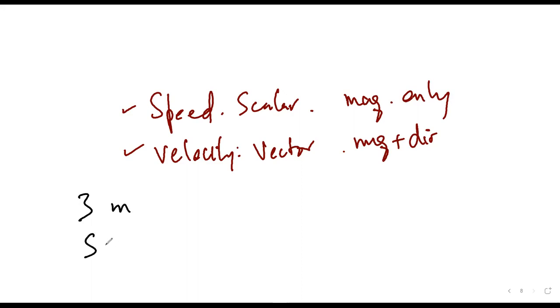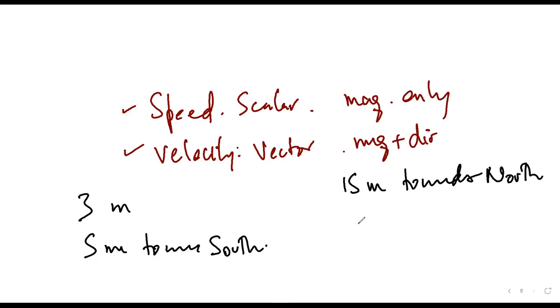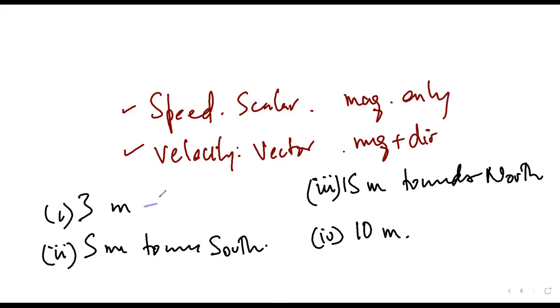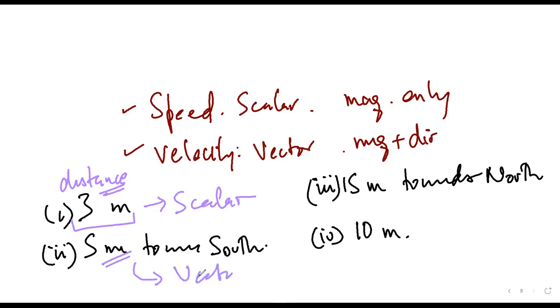Let me take another example. 3 meters, 5 meter towards south, 15 meter towards north, 10 meters. So this is the first quantity, this is the second, this is the third, and this is the fourth. Mr. Satya, first quantity would be? It's a speed, scalar. I'm sorry, this is 3 meter, this is distance. So this quantity where only magnitude is given, this would be? It's a scalar. 5 meter towards south, this would be? Vector. 5 meter toward north? Vector. 10 meter? Scalar.